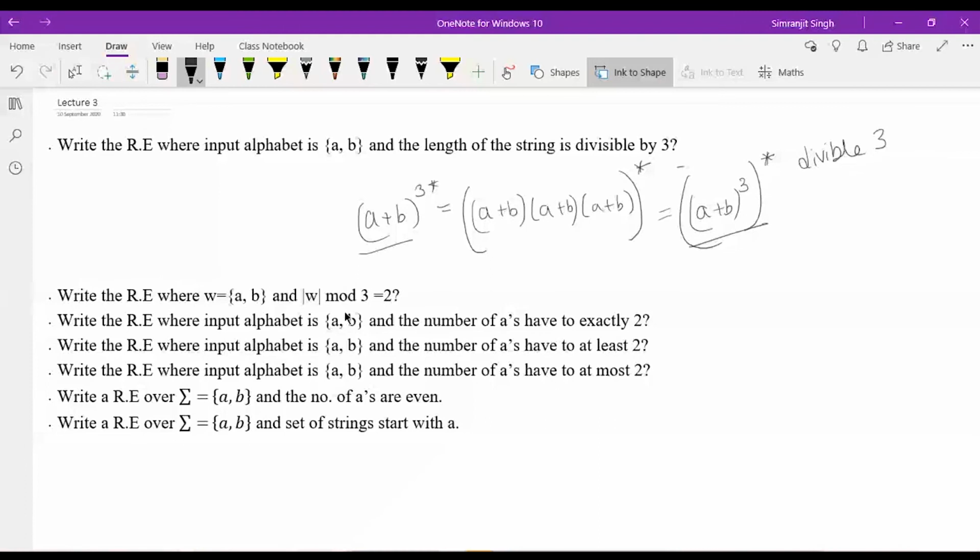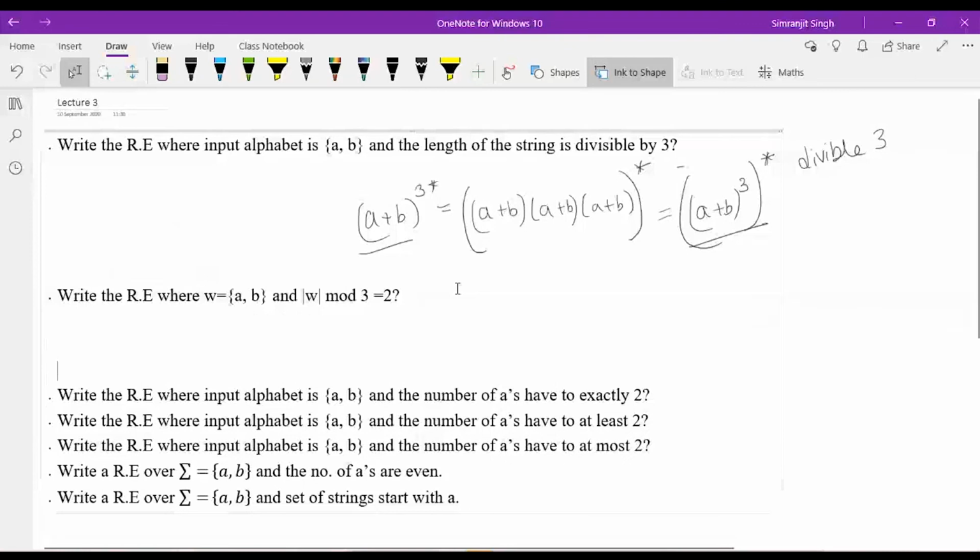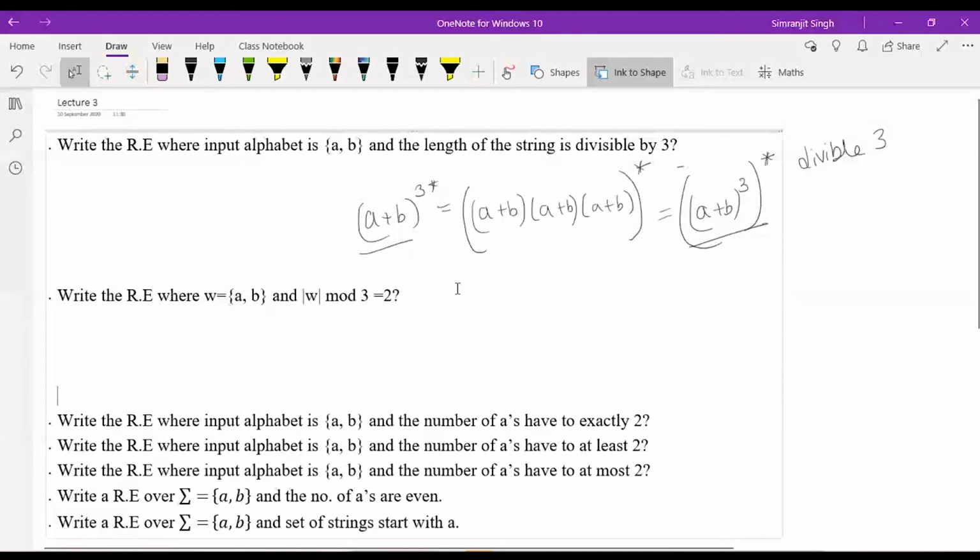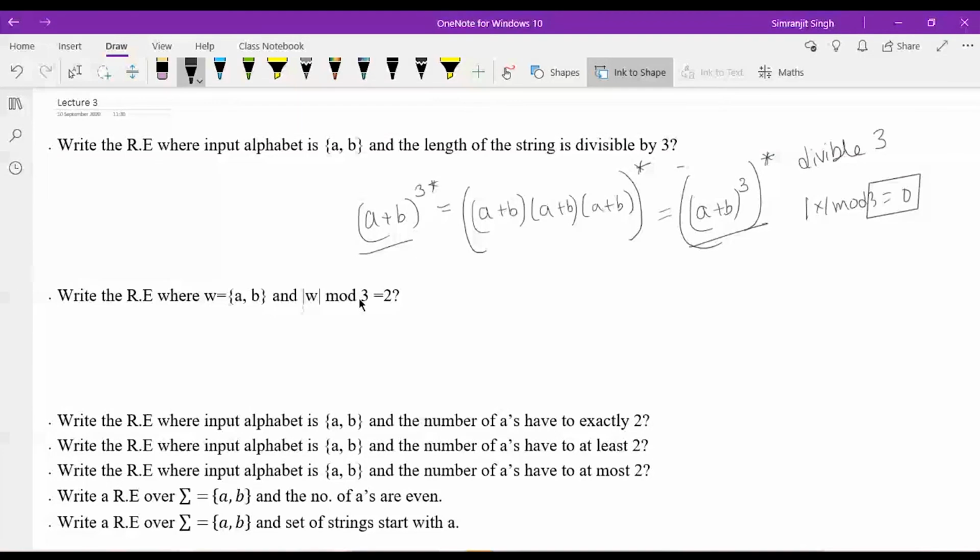Okay, so now if you see the next question, it is a bit different here. If you recognize the pattern here, it is again x mod 3 equal to 0, so 3n plus 0 was the pattern here. If you clearly see, again it is written like this: w mod 3 equal to 2. I think you will get the answer here. Can anybody tell me the answer?